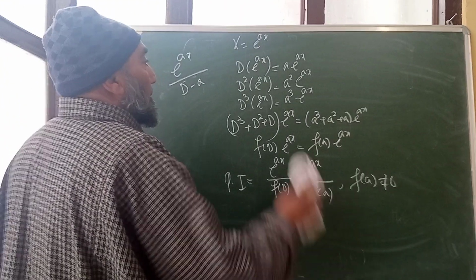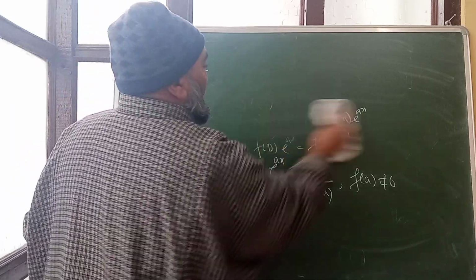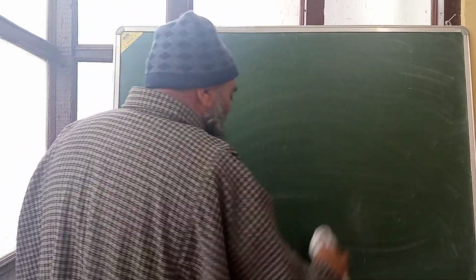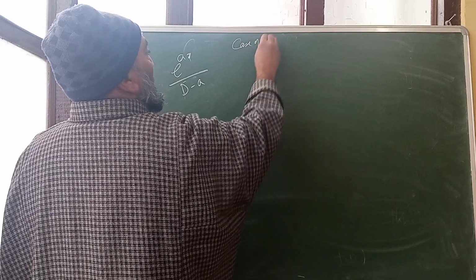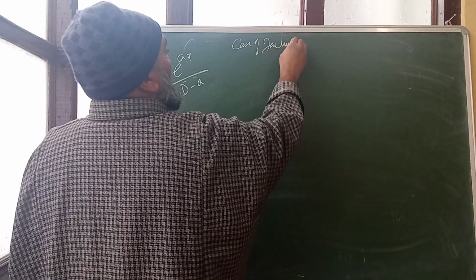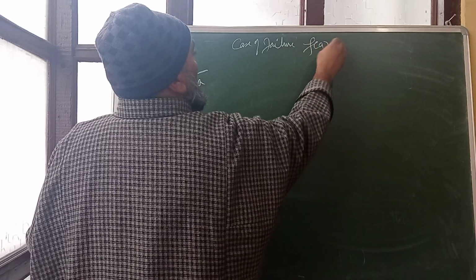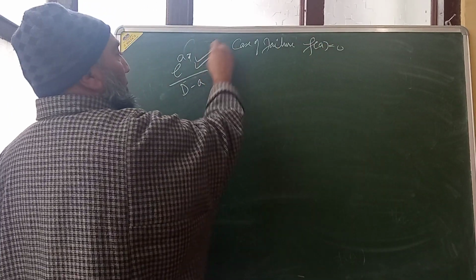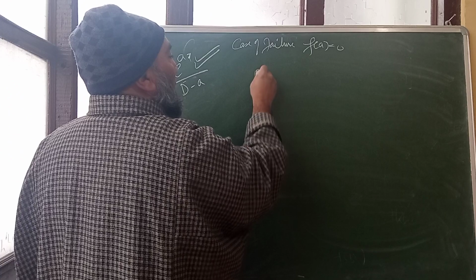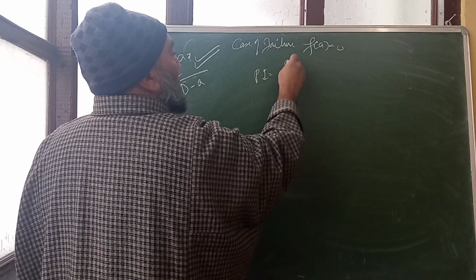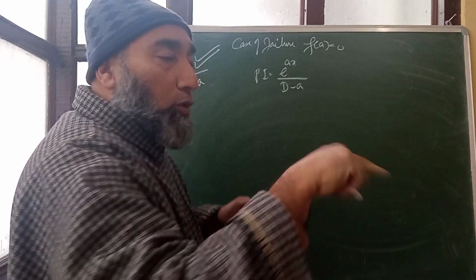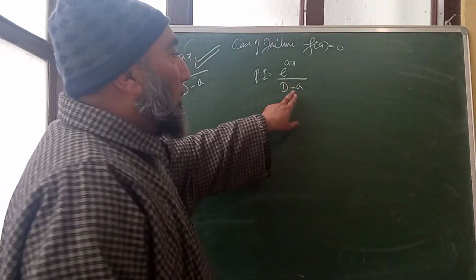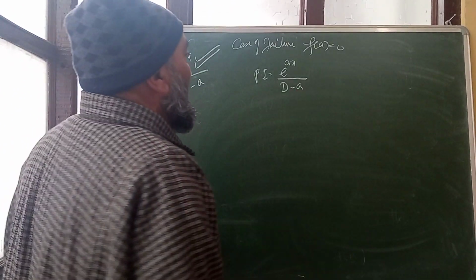Now let me suppose that I have a case of failure, which means f(a) is 0. Let me suppose first this one: I have particular integral e to the power ax upon D minus a. I am taking only D minus a, not square, not cube. I will be explaining on this and the rest will follow.